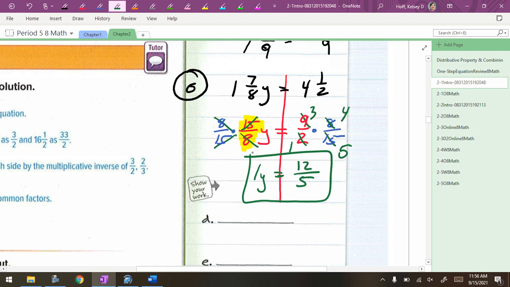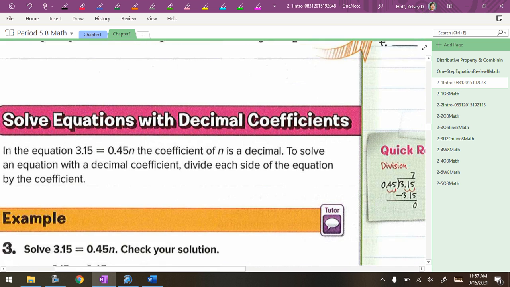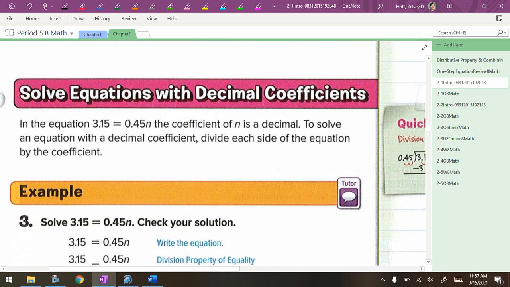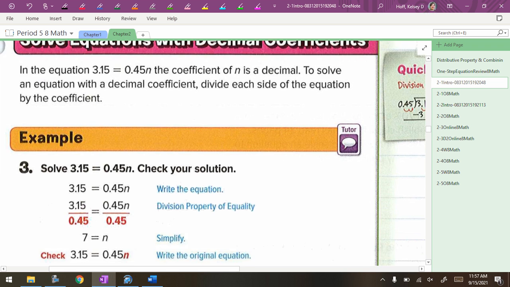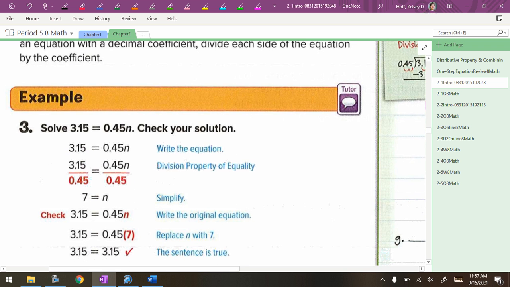Good so far. So a lot of times when we do these lessons, we start off nice and easy, and then the second part of it, I have to amp it up. And I think today's lesson, they do actually the opposite. I think the hard stuff is at the beginning, because the next thing they want me to teach you is to solve equations with decimal coefficients. Okay? So if you look at the example they give us, Example number 3, 3.15 equals 0.45n.